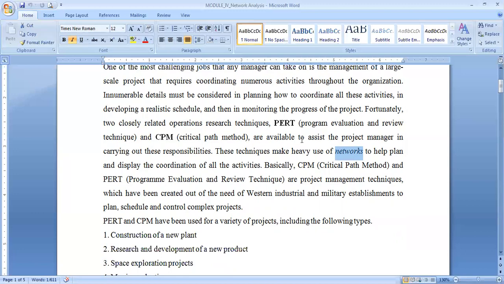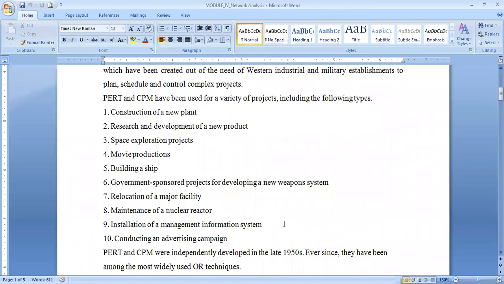Here, before going for the actual network diagram, drawing the network diagram and identifying the critical activities, let us have one example which explains what a project is and how the different activities are involved. So before knowing how to draw the network diagram, let us see the uses or the applications of this PERT and CPM.